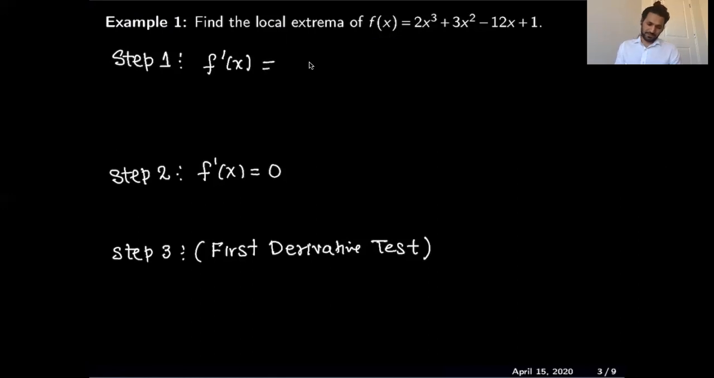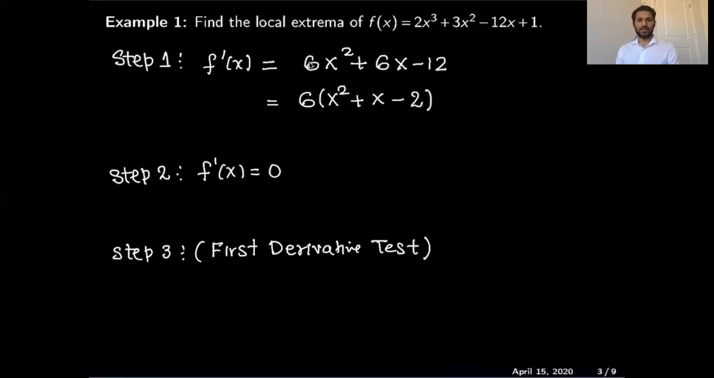I will check these critical values for local max and local min. So what is the derivative of the function? It is 6x^2 + 6x - 12. I can simplify this derivative a little bit by pulling out 6, because 6 is a common factor. This is 6(x^2 + x - 2). I can also factor this second order polynomial, which gives me (x - 1)(x + 2).